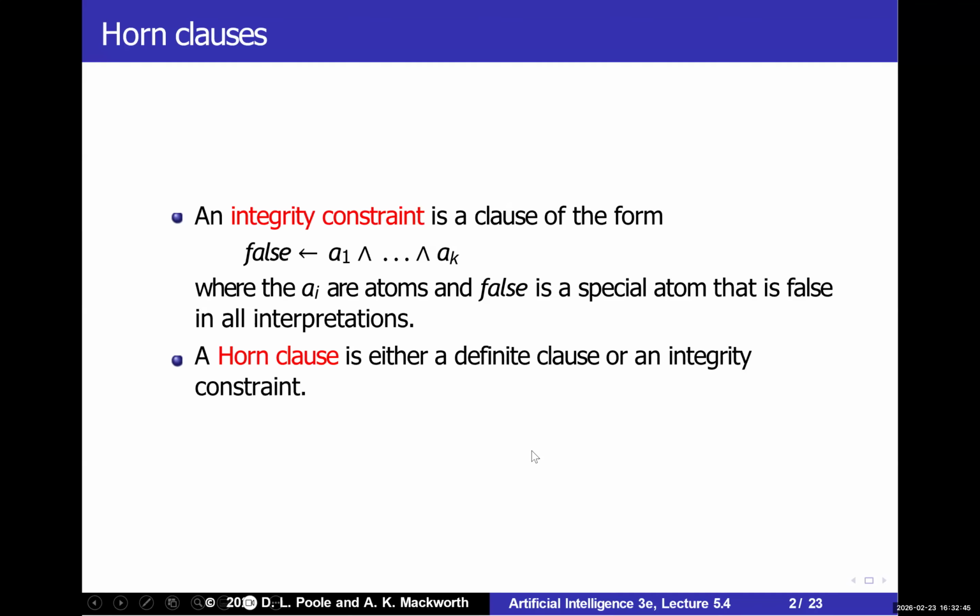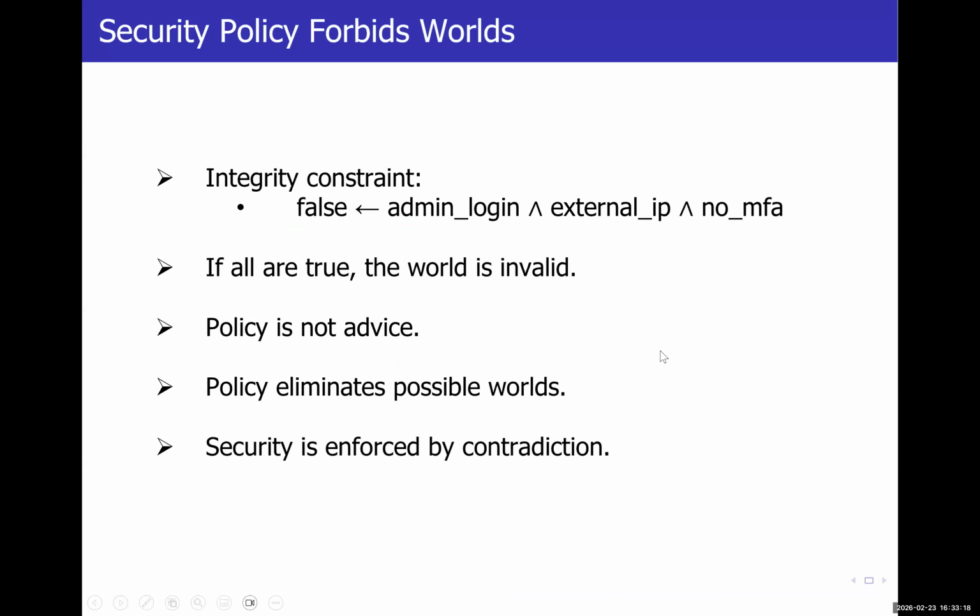Horn clauses include both definite clauses and integrity constraints. A definite clause derives something when conditions are met. An integrity constraint declares that something is inconsistent when certain conditions occur together. Horn clauses are important because they allow efficient reasoning while still being expressive enough for many real-world detection and policy systems. Many rule-based security tools operate using structures very similar to Horn clauses.